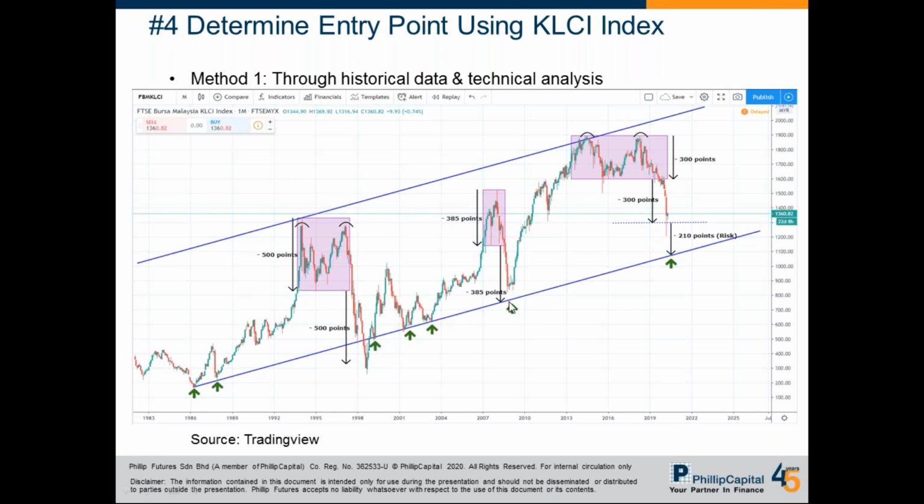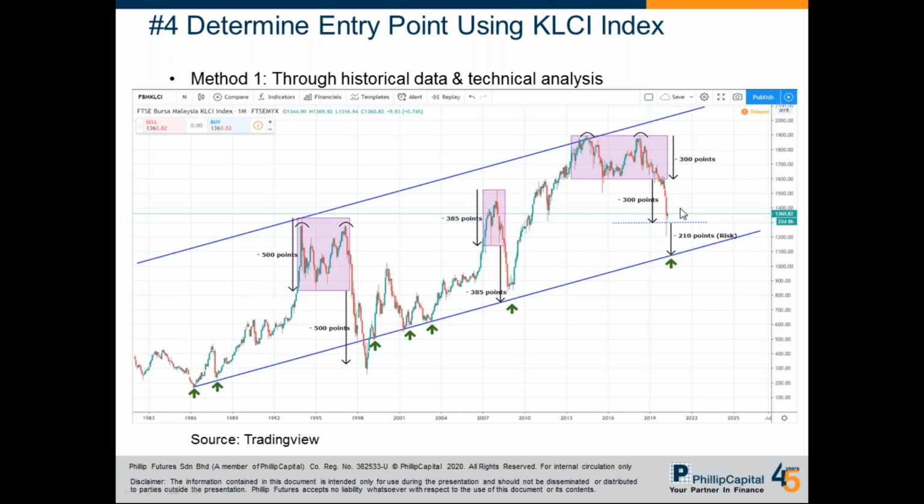Now, for this one, it doesn't quite touch the line and then it starts to rebound, and it doesn't even hit the 385 points area. So for this one, we will use method number 2 to find the entry signal together. Same goes for the 1998 crisis.